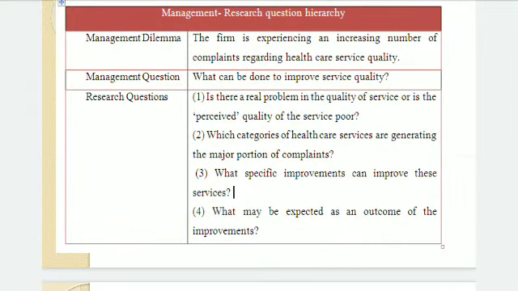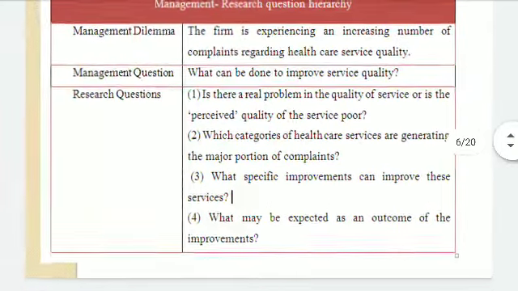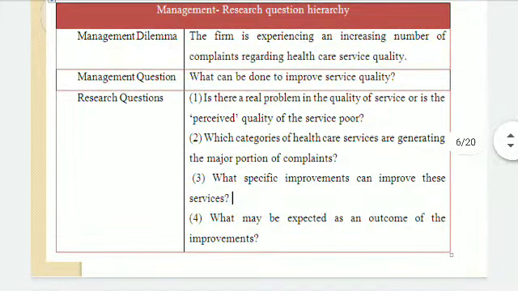Suppose, what is the management dilemma? You can imagine a firm which is experiencing an increasing number of complaints regarding health and care services quality. So what will be the management question in that scenario? What can be done to improve the service quality? As there are various complaints, the management dilemma will be the complaints, and the management question will be, what can be done to improve the service quality?